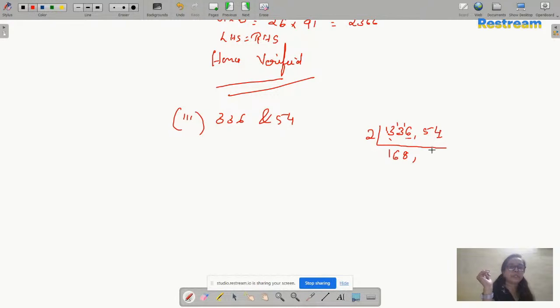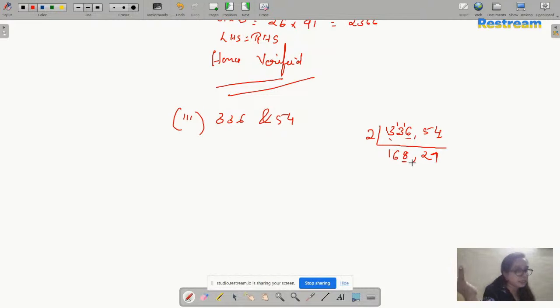Now here 2 goes into 54, 27 2s are 54. Right? Next one again, 168 and 27. Is there any common factor in 168 and 27? You check it. Any other common factor? 168 is an even number, no doubt at all, because the units place is 8. But 27 is not an even number, because the units place is 7. So there is a twist, right?